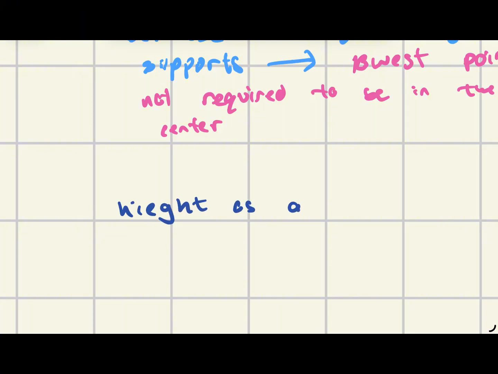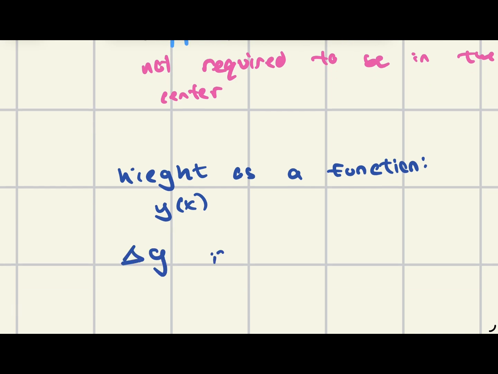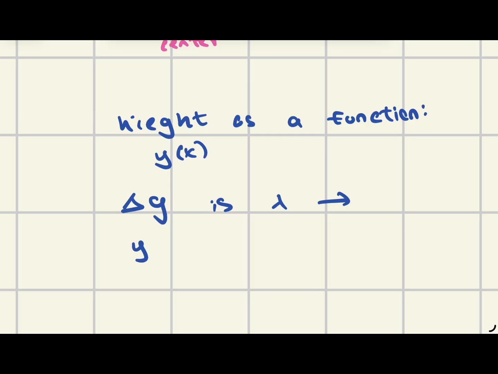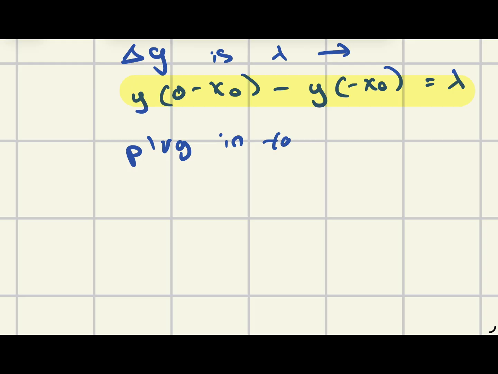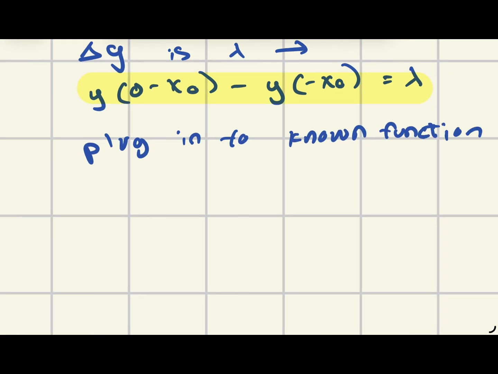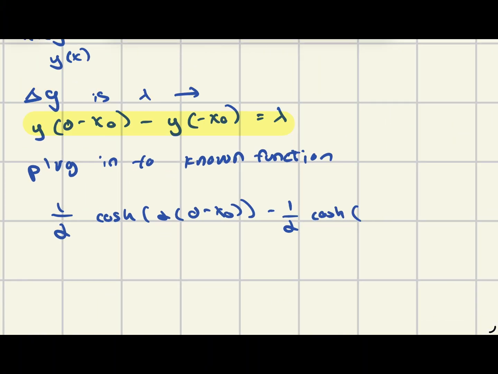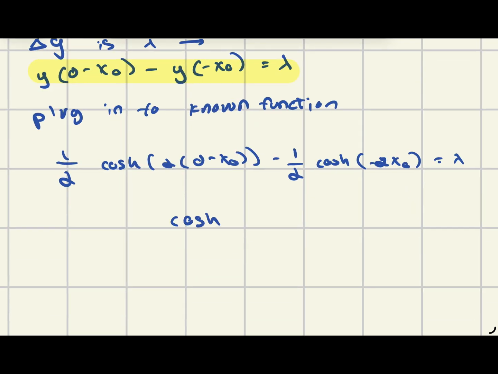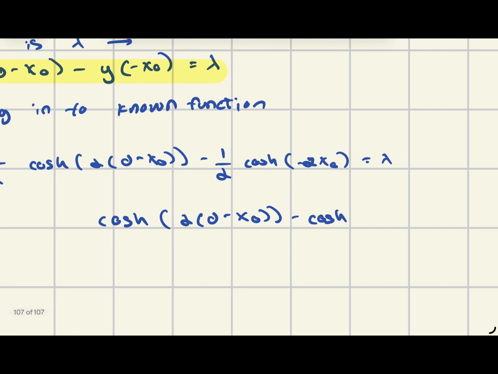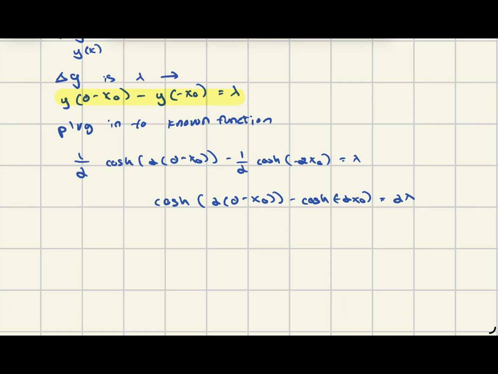So from part A, we already have what our height is as a function of x. So we have y of x, right? So now what we can do is define our lambda. Our lambda is the change of the height from our right endpoint to our left endpoint. So we can plug that in, and now we have lambda in terms of our y of x function. Now we're going to plug that into our known function, which we found in part A. And all we're doing is making it simpler in terms of alpha lambda.